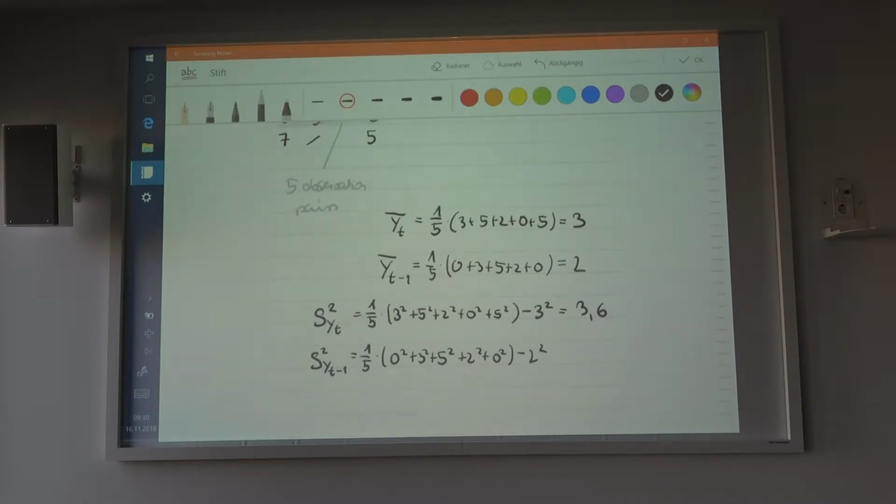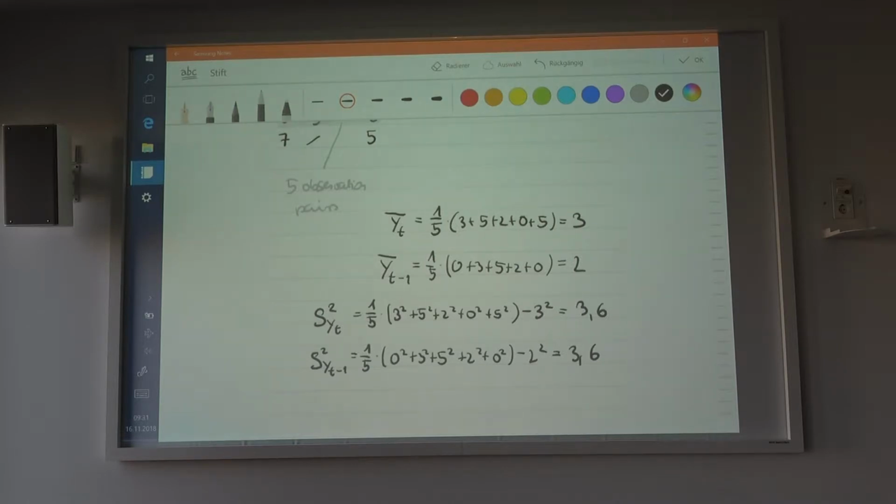Let me just do this again. So 9 plus 25 equals 34, plus 4 equals 38, divided by 5 equals 7.6, minus 4 equals 3.6 as well. So this is the same. Okay, so the variance is equal, if I'm not mistaken. Right? Let me just have a closer look. Plus 4 plus 25. Okay, divided by 5. I think it looks good. Alright, so in both cases the variances are the same.